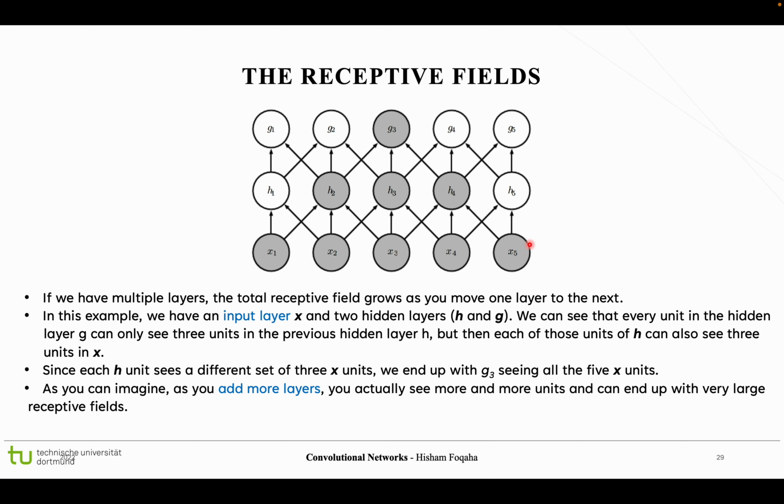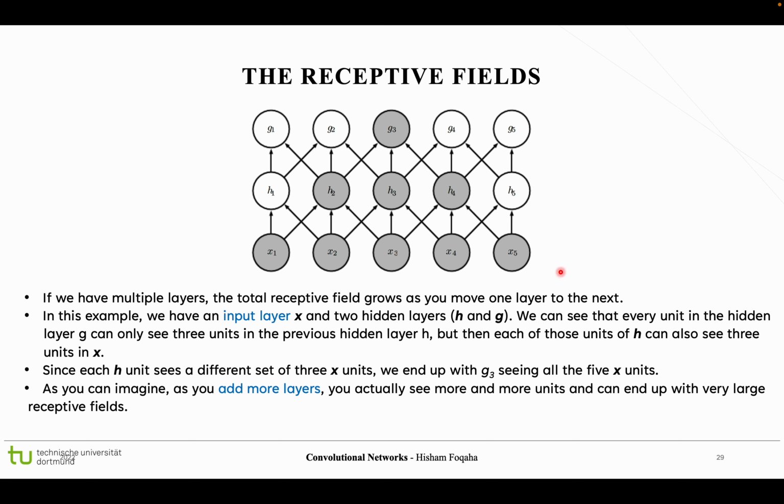So let's take a look here at this image. We have the receptive fields. If you have multiple layers, as you can see here, we have the first input layer, the second layer, and the third hidden layer. Your receptive field grows as you move from one layer to the next. In this example, like what we said before, we have an input X, and we have two hidden layers, which are H1 and G1.